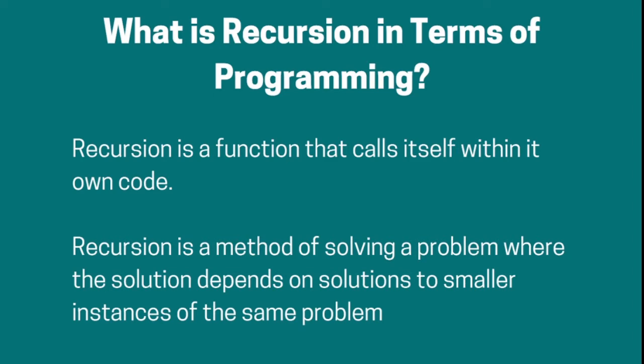So recursion is a method of solving a problem. This is another way of thinking about recursion. Recursion is a method of solving a problem where the solution depends on solutions to smaller instances of the same problem. And we are going to have examples on this.